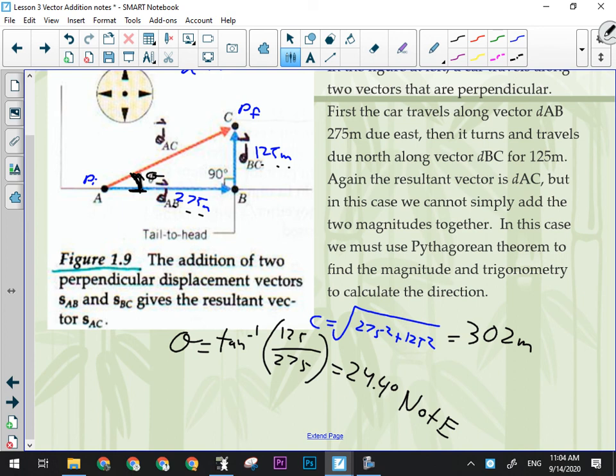Just be cautious because I could have drawn this triangle this way too. I would get the complementary angle, which would be east of north. In this case, he still went north and then east. Here he went east and then north. You're right, I follow your logic. This is north from east. So yeah, you're good that way.